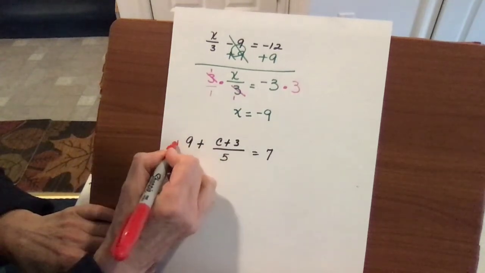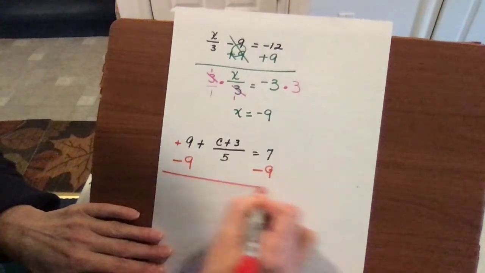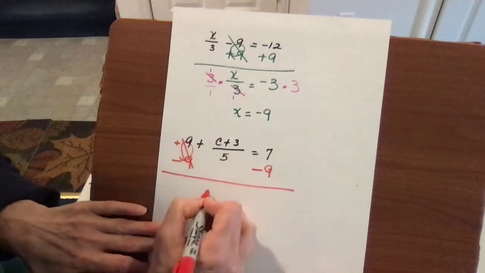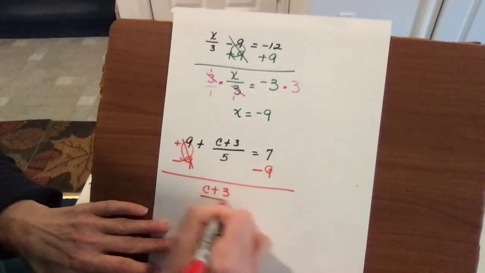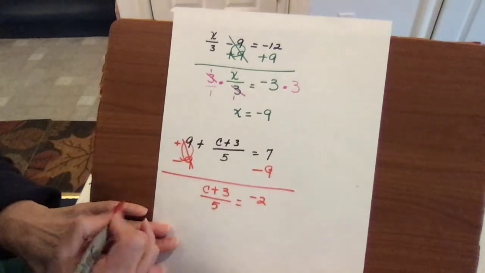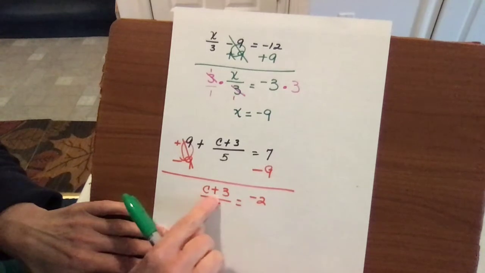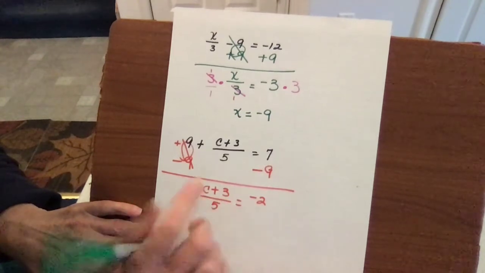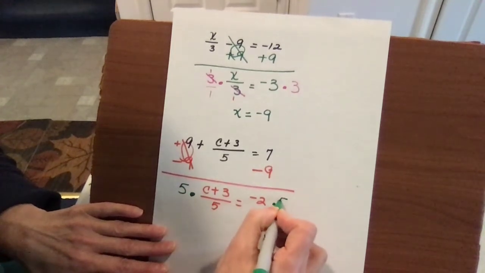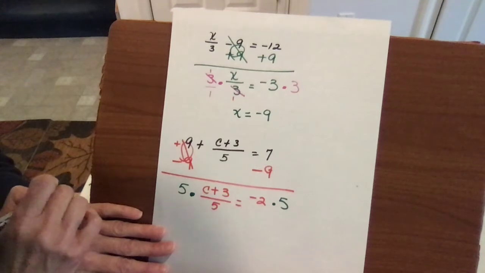That 9 is a positive, so we're going to take the opposite of that, which is a minus sign, so a negative it looks like. So we're subtracting 9. That's 0. It brings down c plus 3 over 5 equals 7 minus 9 is negative 2. And now we've got to release the c, but c plus 3 is being divided by 5. So we have to get rid of the 5 denominator or divisor, and so we can free up the numerator of c plus 3.